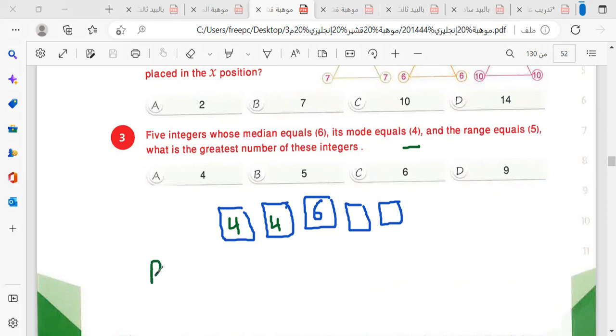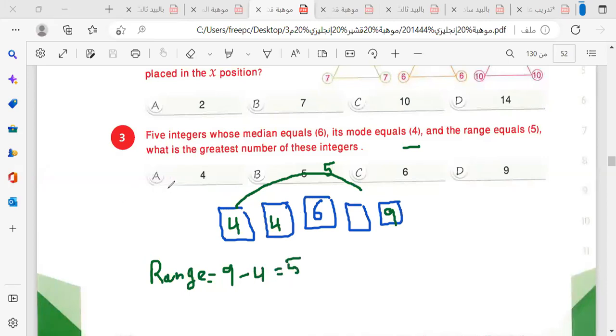How to find the range? You know how to find the range? The highest integer minus the lowest. Right, good. The highest number, the largest number, minus the smallest number. Here it is 5. How to get 5? You can add 4 plus 5 equals what here? 9. So this number is 9, because range is 9 minus 4 equals 5.